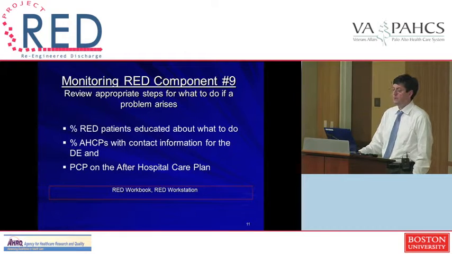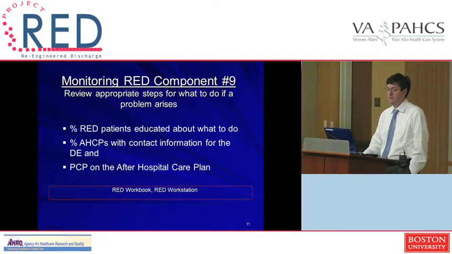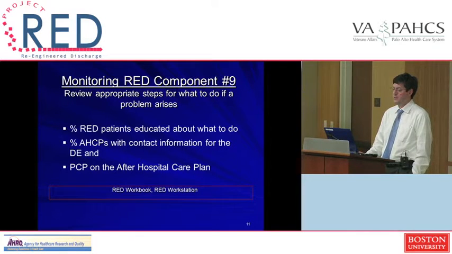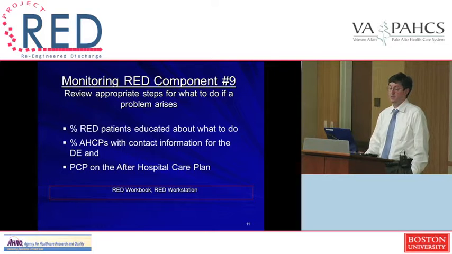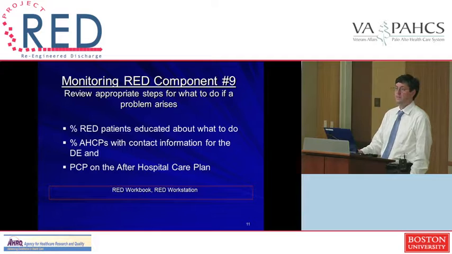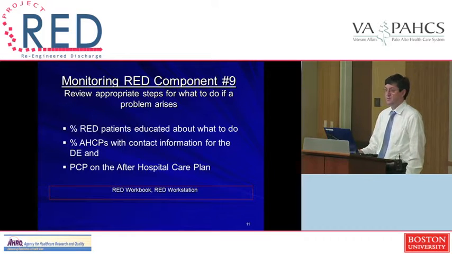Number 9, review the appropriate steps for what to do if a problem arises. Reasonable metrics may include the percent of RED patients educated about what to do, the percent of after-hospital care plans with the contact information for the discharge educator, and information about the primary care provider that's written on the after-hospital care plan. And if the software is not able to do that, then I'm sure that it could easily report on those metrics.